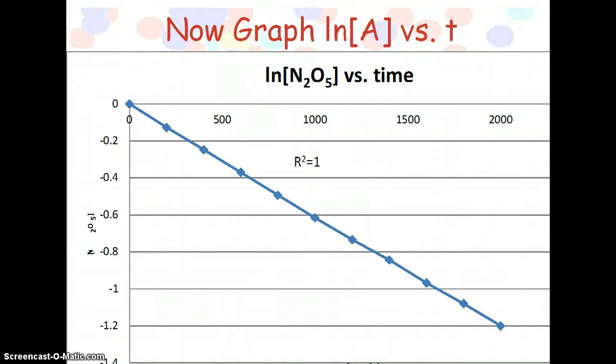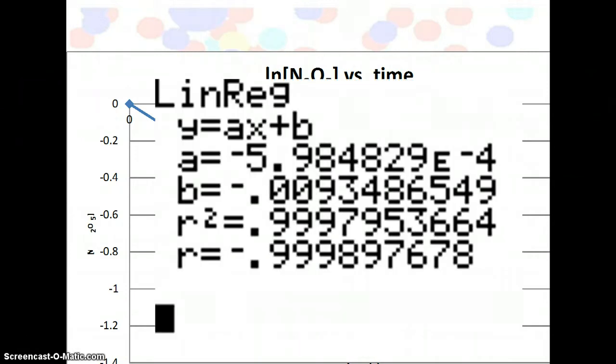All right, so now the next thing we want to graph is the natural log of the concentration versus time. This one looks pretty linear just from looking at it. And then once we run our regression analysis, we see that the r squared value is 0.99979. So that's pretty close, probably as close as we'll get to having a value of 1. So this tells us that the natural log of the concentration versus time is the most linear for that data, which means this is a first order reaction with respect to N2O5.